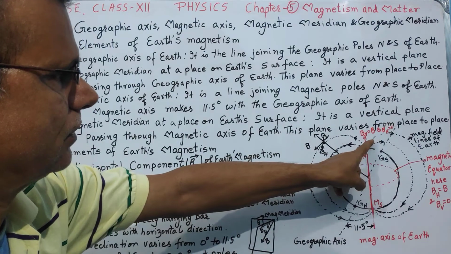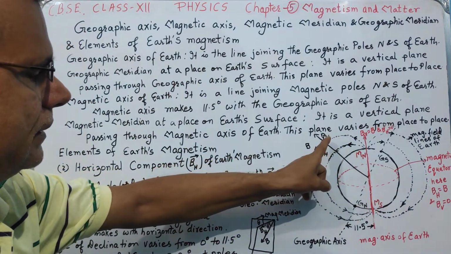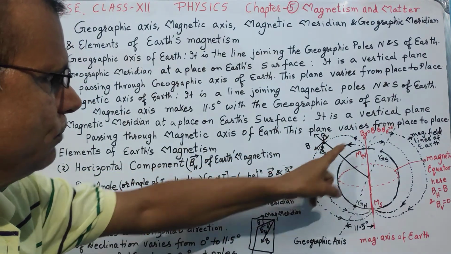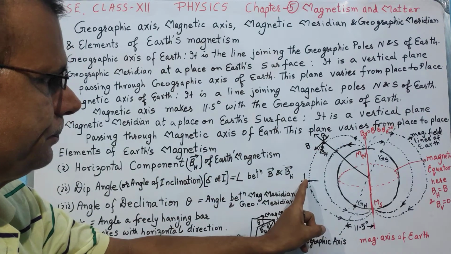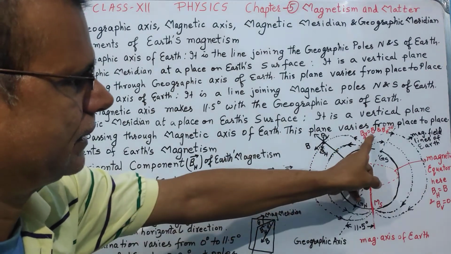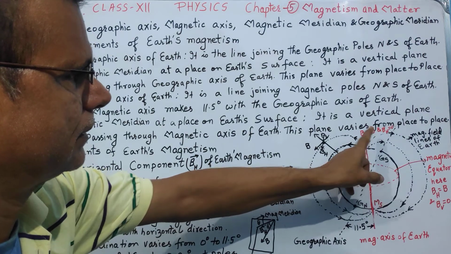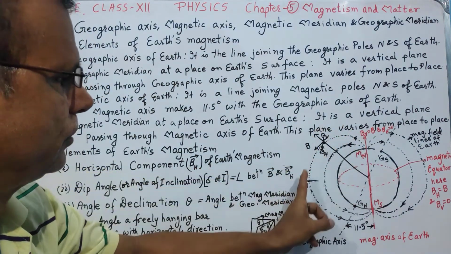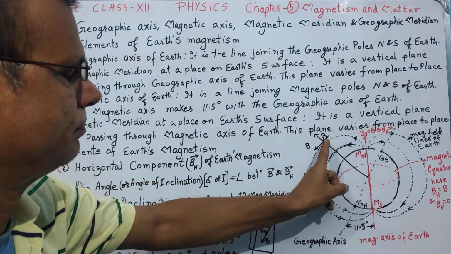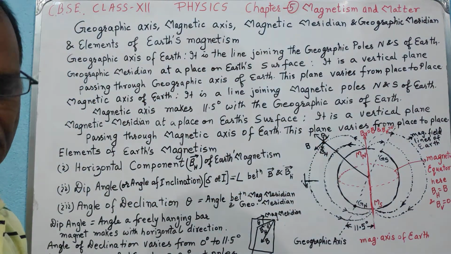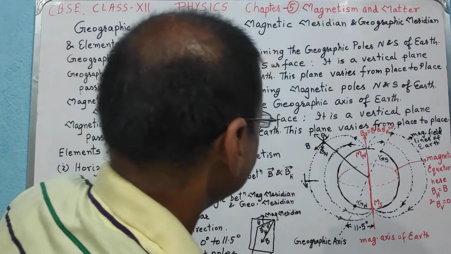So gradually the horizontal component of magnetic field keeps increasing as we move from pole to equator, and the vertical component is maximum over here. So as we move from pole to equator, the vertical component of magnetic field will decrease gradually.